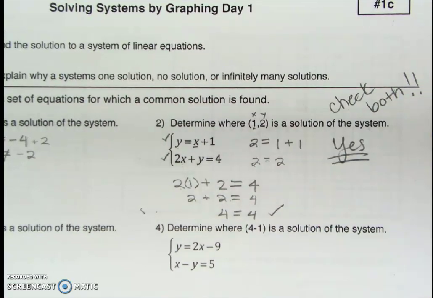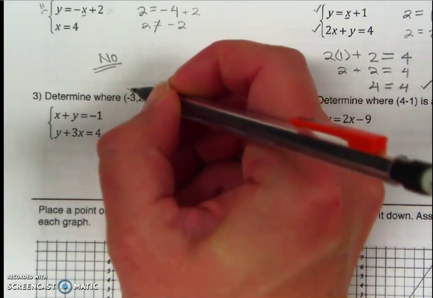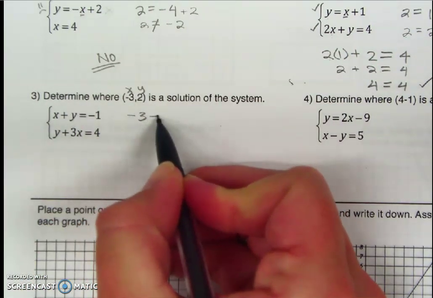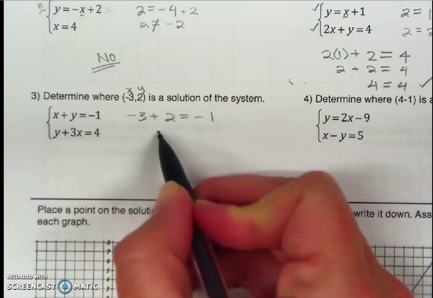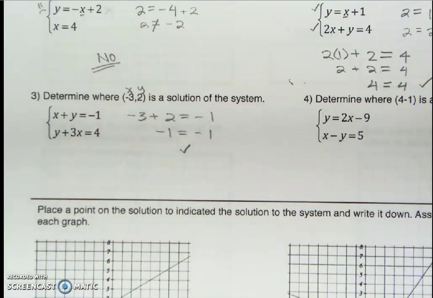That is a solution to the system. Let's try again. Number 3. In this case, x is -3, y is 2. So that means this would say -3 plus 2 equals -1. -3 plus 2 is -1. And because -1 is equal to -1, it works for the first equation.